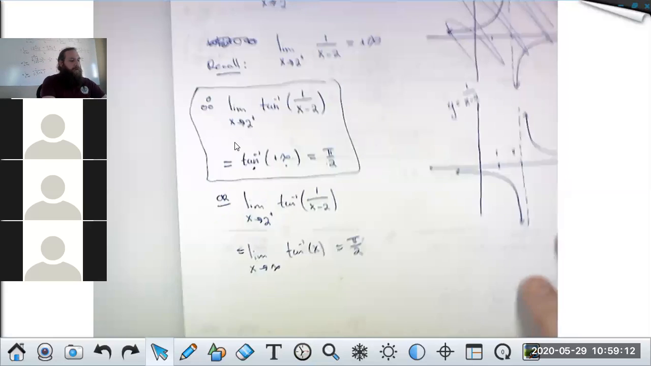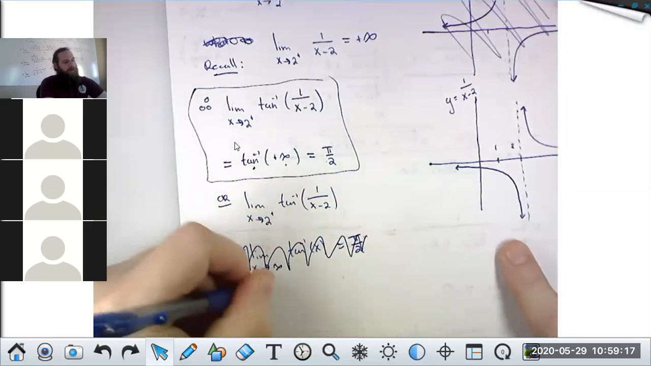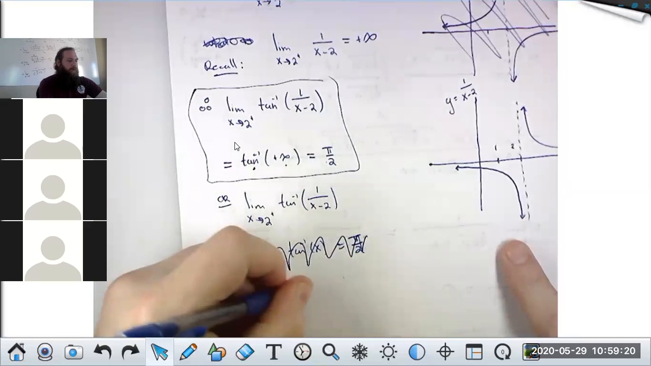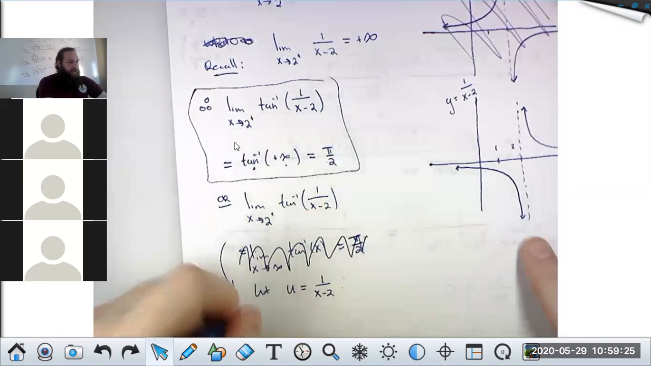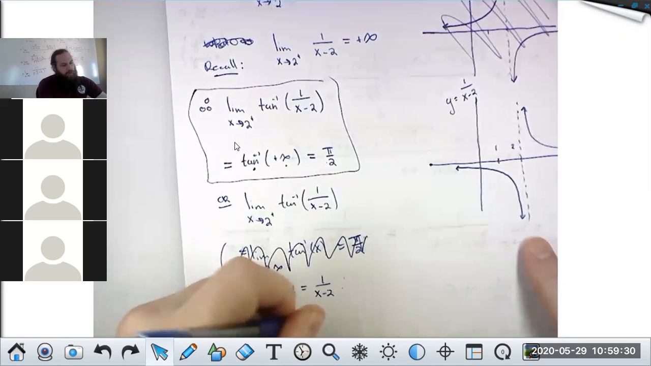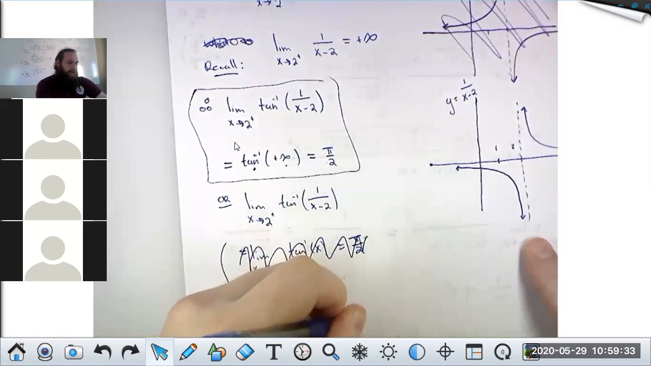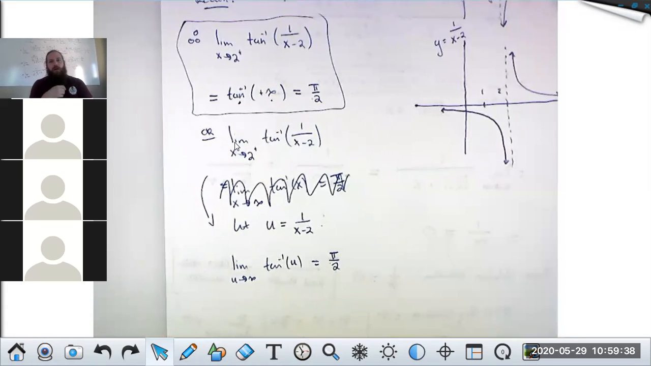Sometimes when we do this little thing here, we make a substitution. So if you prefer, you could say let u equal 1 over x minus 2, and then rewrite this as the limit as u goes to infinity of tan inverse of u, and then say, okay, well that's pi over 2. There's a bunch of different ways of writing this sort of thing, but really I think the top notation there, the boxed notation, is the most convenient, simplest way to do it. It's the way that I see most students do it that feel like they have a firm understanding of the stuff.